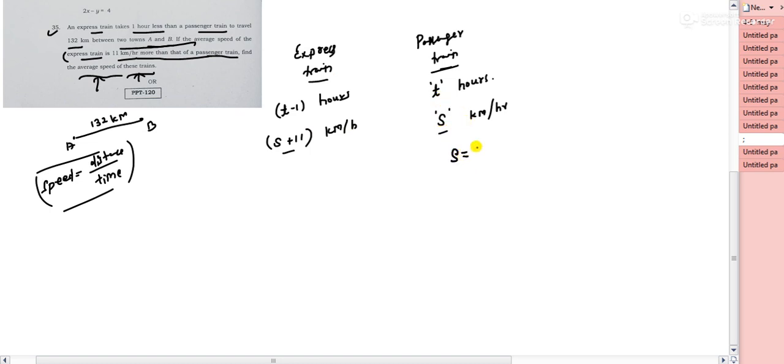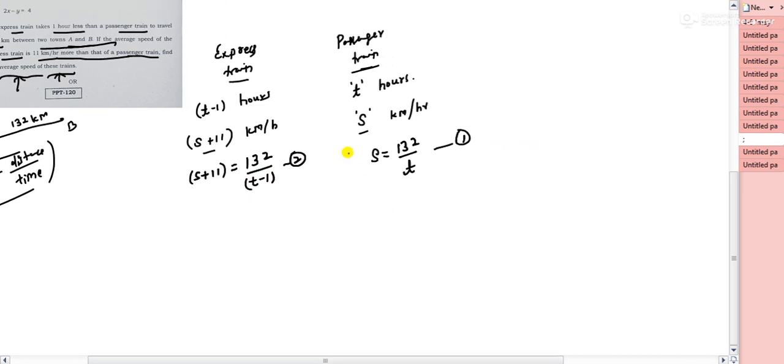So speed is equal to distance by time. The distance is 132 and the time is t. For the express train, you have to write that s plus 11 is equal to the distance, which remains the same, divided by t minus 1. So these are the two equations. This is 1 and this is 2.